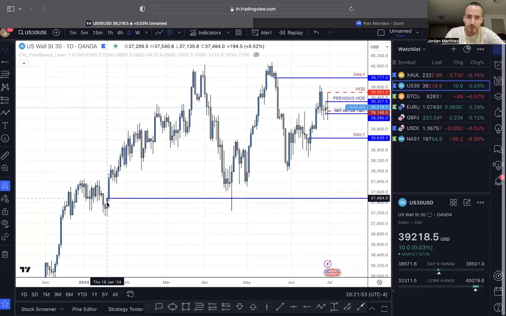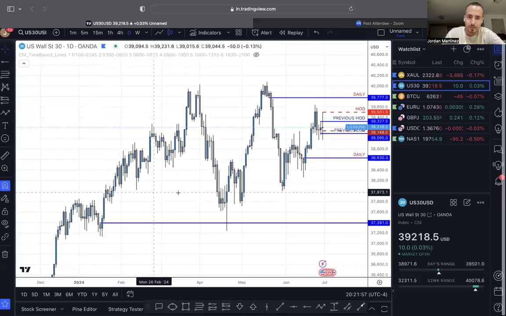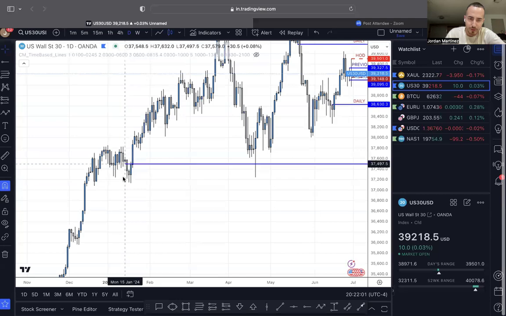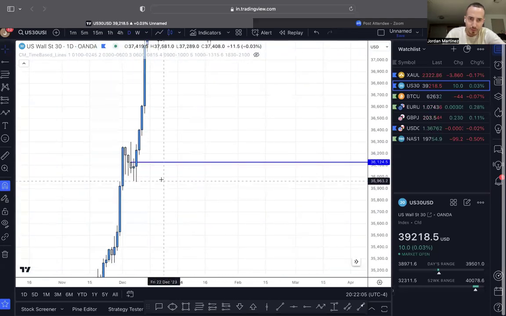This area is tapped. You guys can see how precise these areas of supply or demand are. Look at this right here. Price pulled back into it. Look at the volume that came off of it. So this area is no longer valid. This would be the next zone over here.